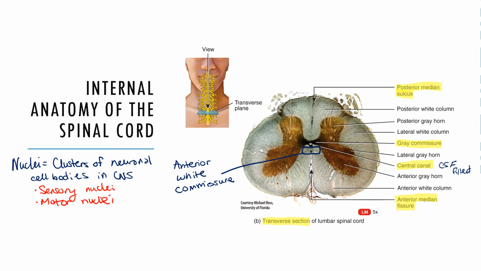Now the gray matter on each side of the spinal cord is subdivided into regions called horns. So we have the posterior gray horn. We're going to have a posterior gray horn on the left side and on the right side. These contain cell bodies and axons of interneurons, as well as axons of incoming sensory neurons. So the posterior gray horn has cell bodies and axons of interneurons and sensory neurons.